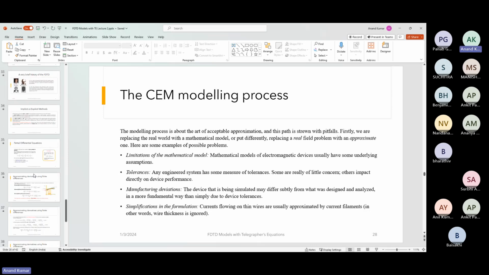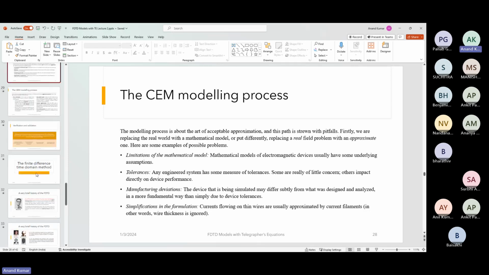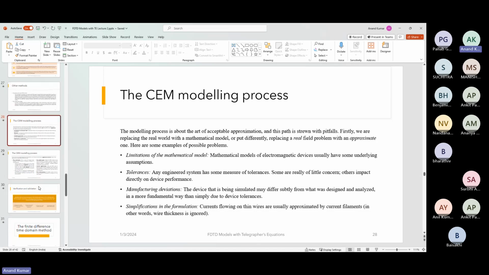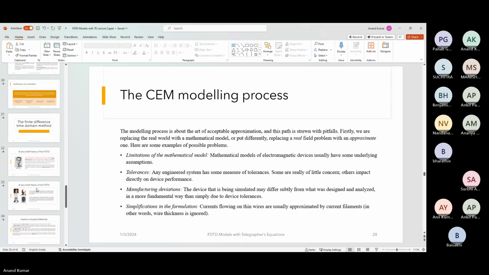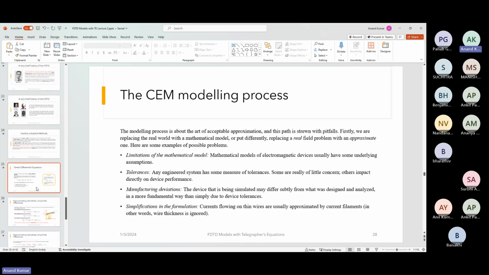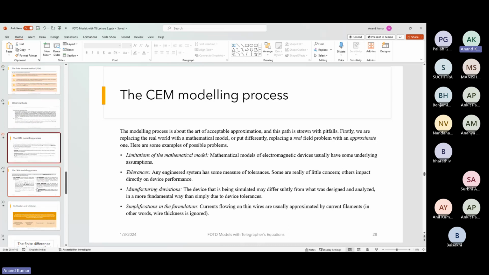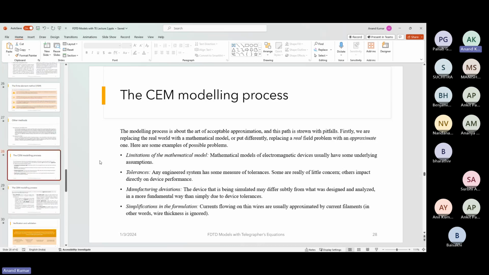Okay, so I think we'll stop over here because we are out of time, and we have quite a lot of slides more to cover, so we'll do it in the next class. We'll begin with the CEM modeling process and then the finite difference time domain method. Maybe look at the first code in the next class as well.